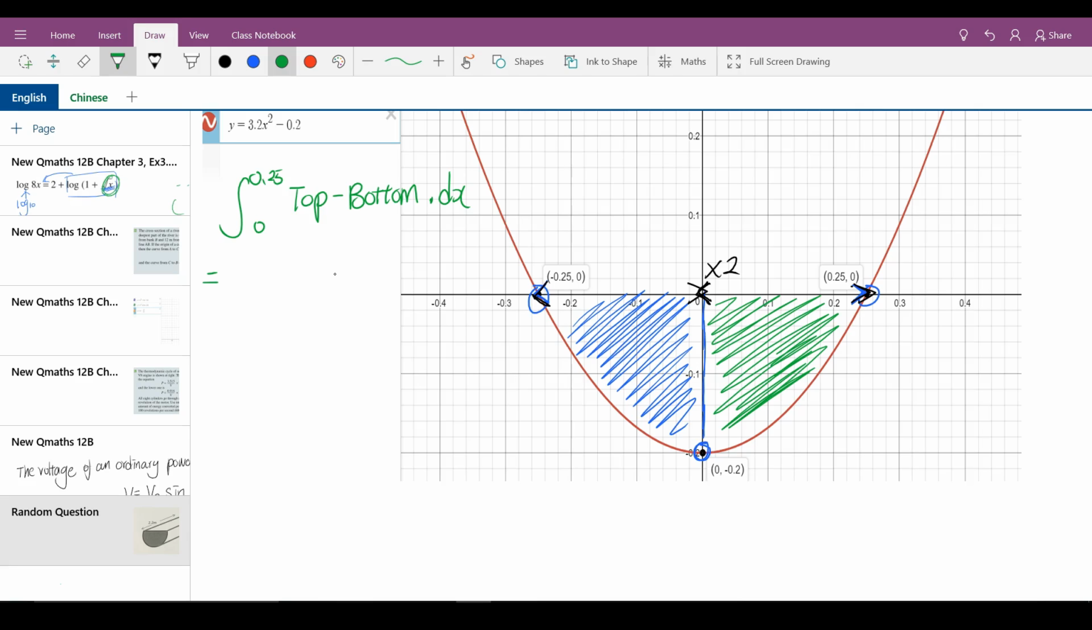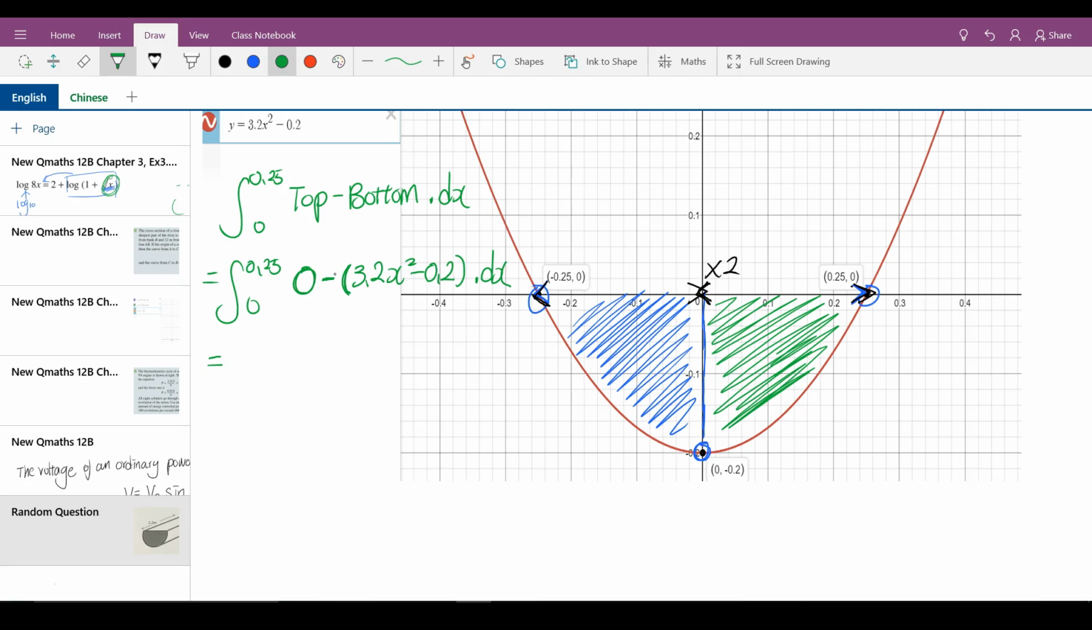Now you have to ask yourself, which equation is on the top? Our x-axis is on the top. So it will be y equals 0, which will be 0. Minus, bracket, which is on the bottom, our parabolic function. Our parabolic function is on the bottom, so it will be 3.2x squared minus 0.2, integrate with respect to x.